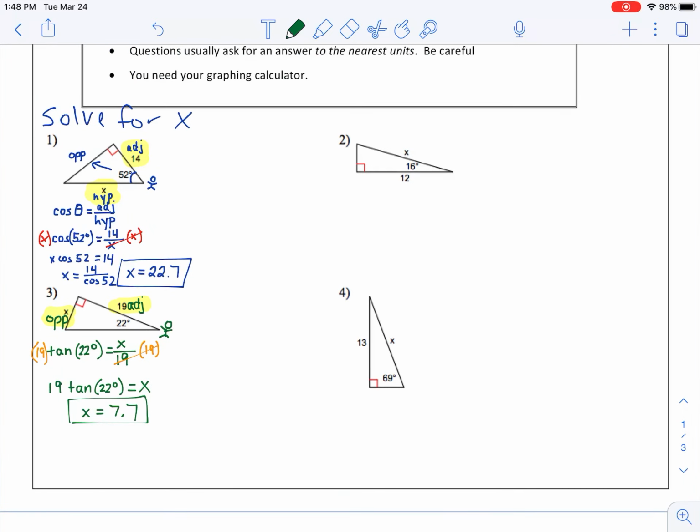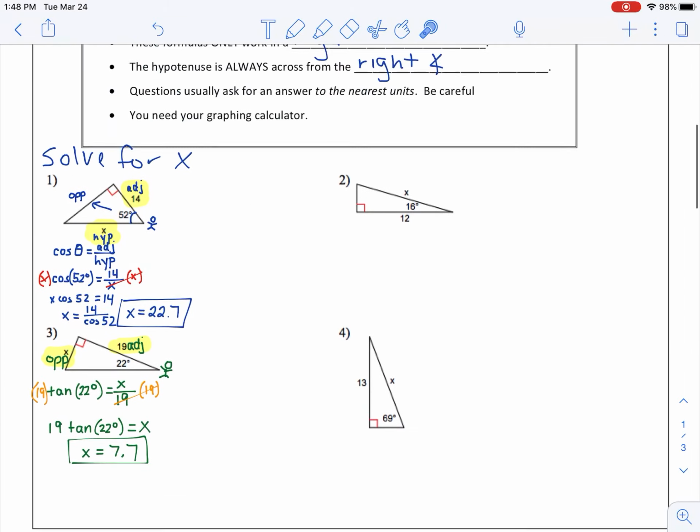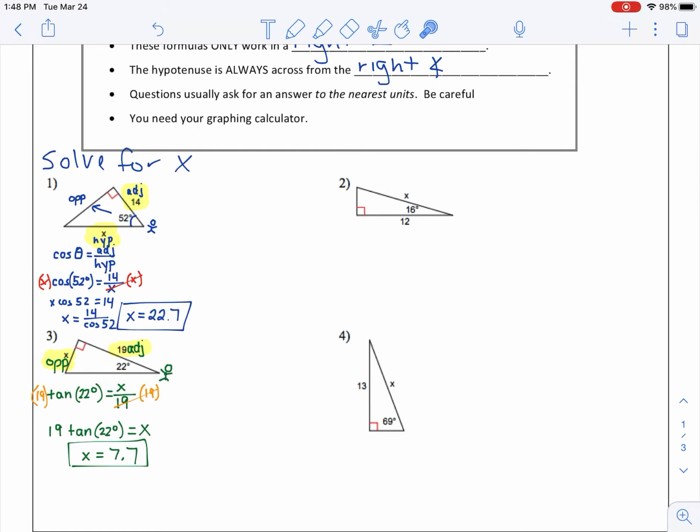Okay, so there's 2 more on this page. There's 4 more on the next page. If you are having trouble with 2 and 4, don't do the rest of them. I don't want you to do them incorrectly. Try them. If you think you got it, do all of them. If you're having trouble, wait until the Zoom office hours, and then you can ask me there.